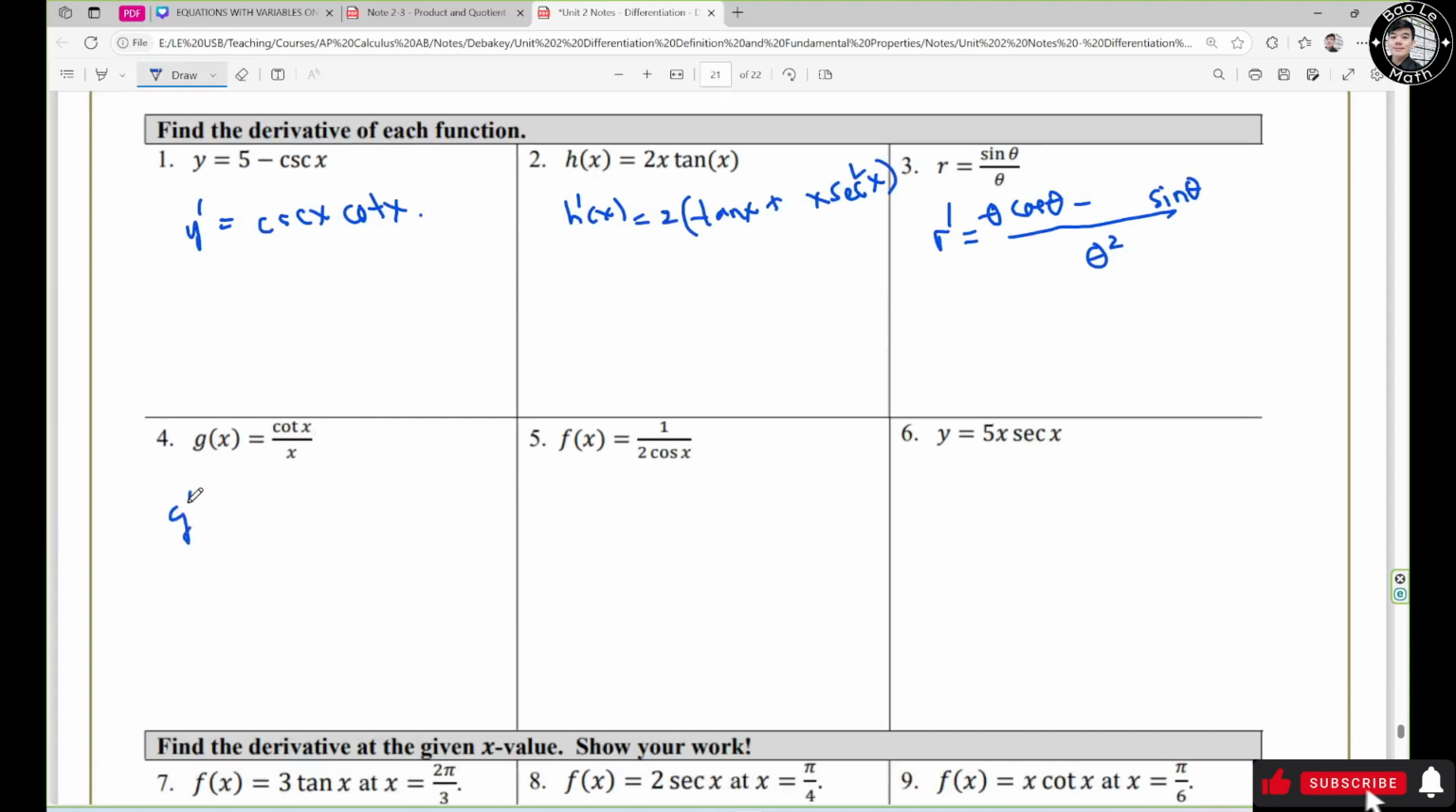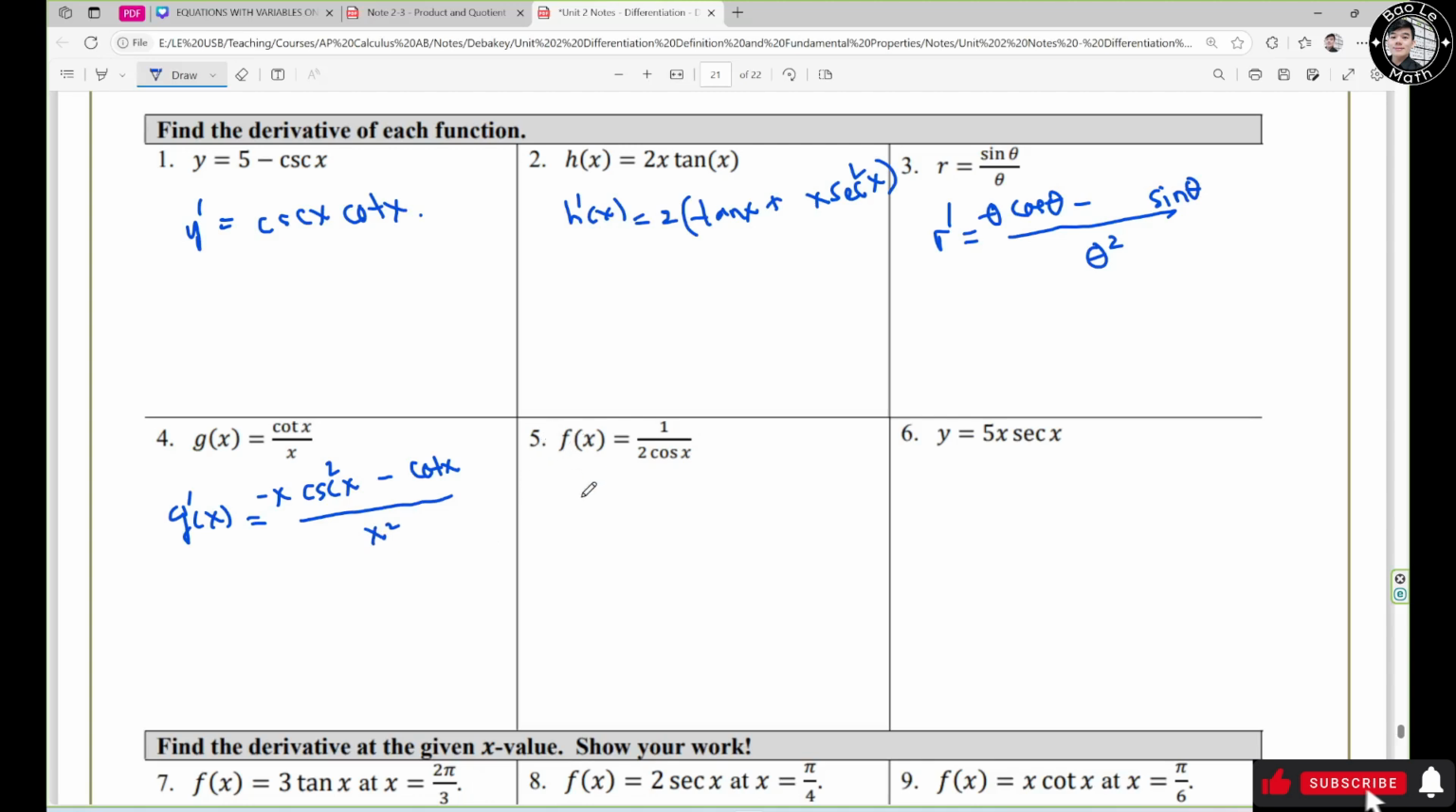Now, question 4, I'm going to use the quotient rule, right? So g prime of x is the derivative of cotangent x, which is negative cosecant x squared, and then times x, so I put x in the front, minus the derivative of x, which equals 1. So I only have cotangent x left, over x squared, right?